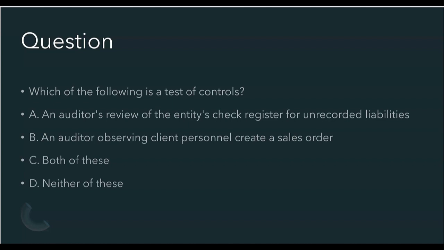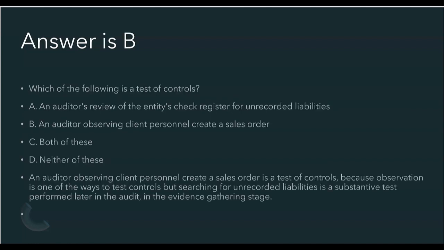How about B? An auditor observing client personnel create a sales order. Yeah, that would be a test of controls. They want to see who's creating the sales order, what they're doing with that sales order, who's getting a copy of that sales order. So observation of client personnel, we know that as a test of controls. So B is the answer. An auditor observing client personnel creating a sales order, that's a test of controls because observation is one of the ways to test controls. But searching for unrecorded liabilities, that's a substantive test performed later in the audit. That's performed in the evidence gathering stage.